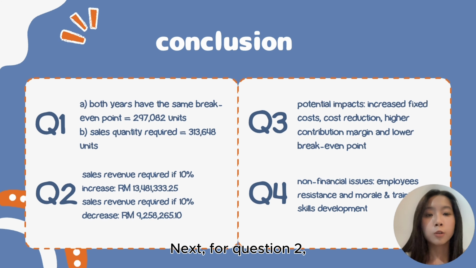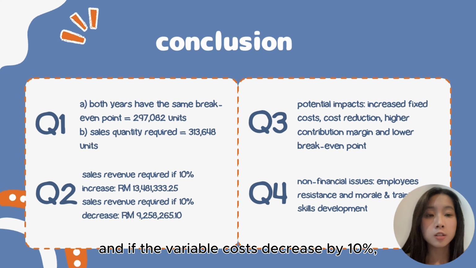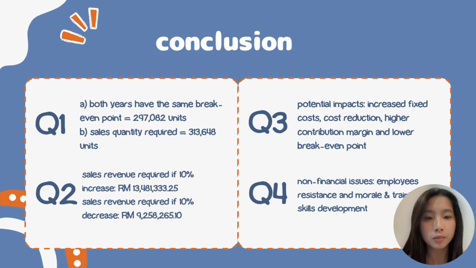Next, for question 2, if variable cost increased by 10%, the sales revenue required would be 13,481,333 ringgit and 25 cents. And if the variable cost decreased by 10%, the required sales revenue will fall to 9,258,265 ringgit and 10 cents.